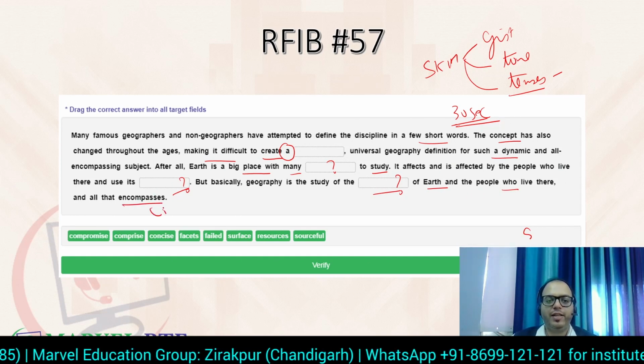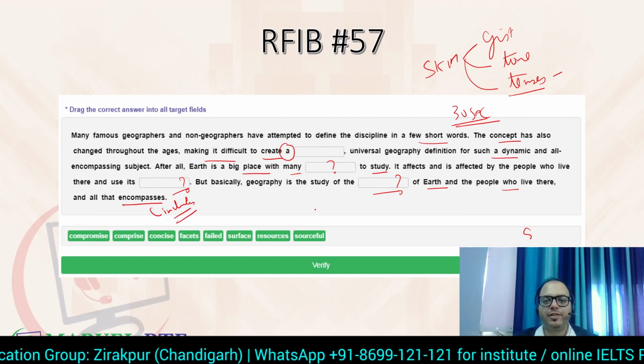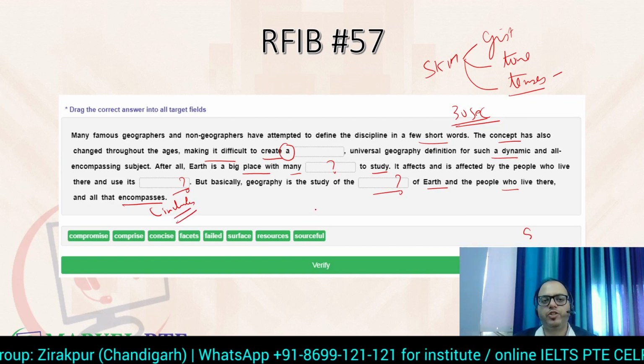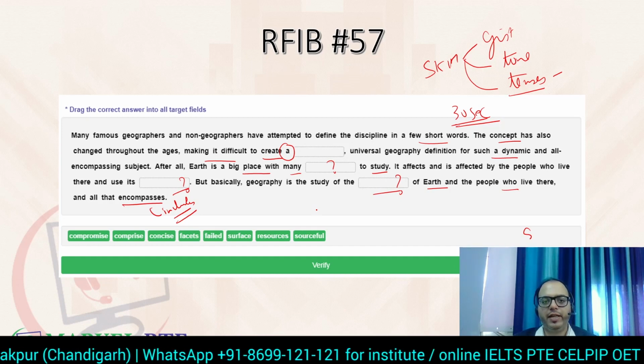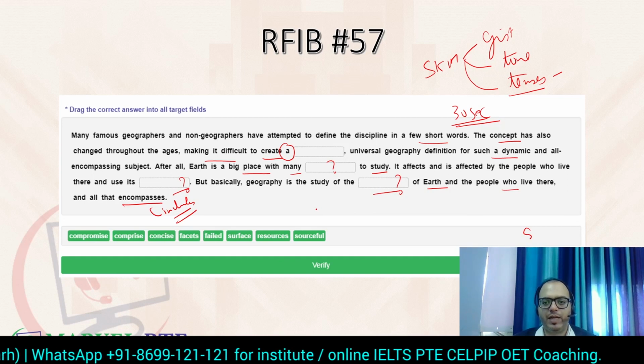Encompasses means includes, like when we say all that it includes. And now here you are talking about geography related matters, right? So we are going to see it and we are going to solve this blank now.